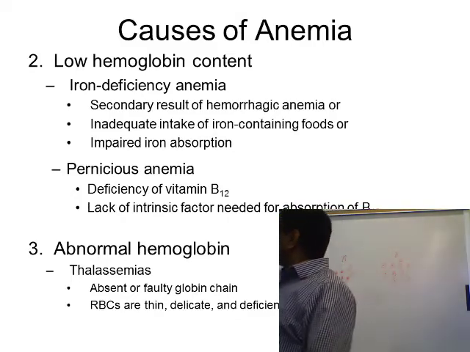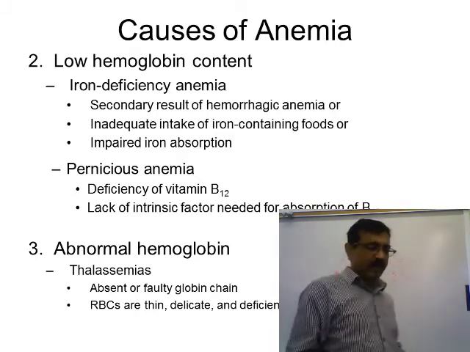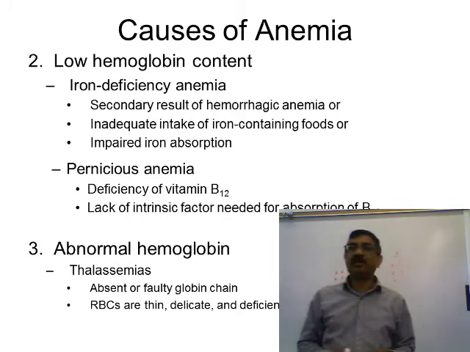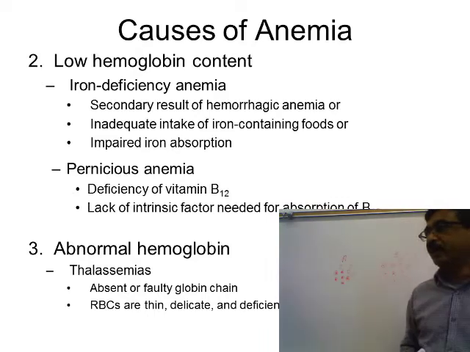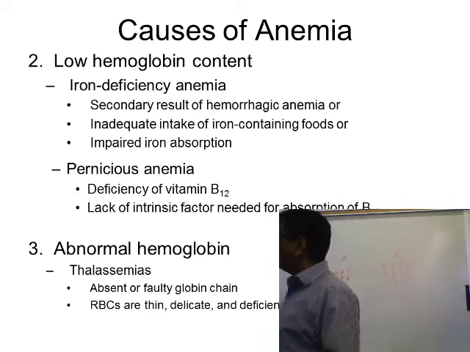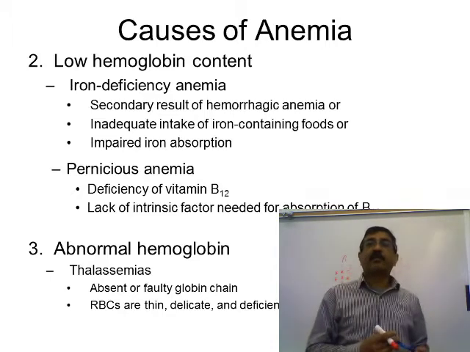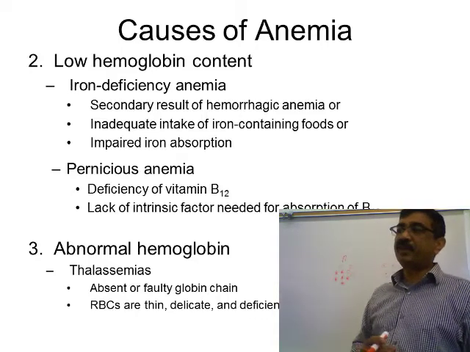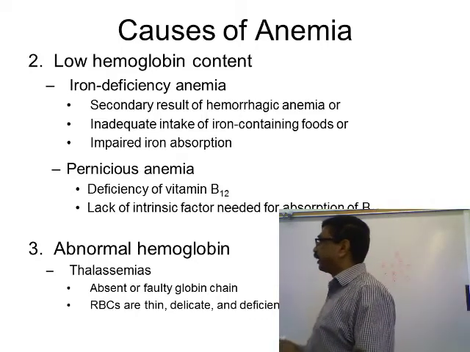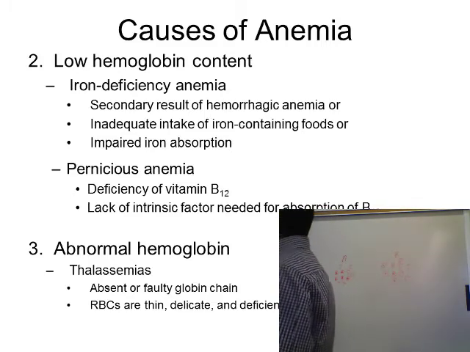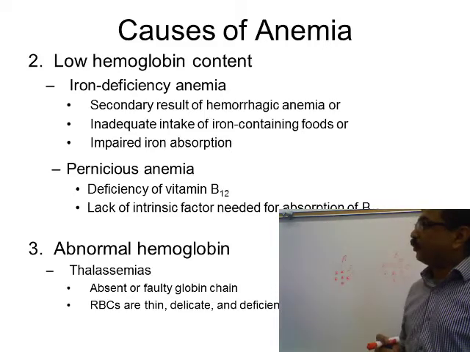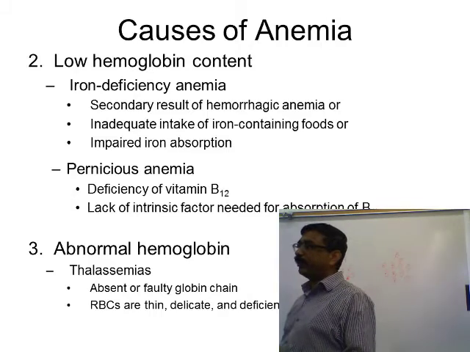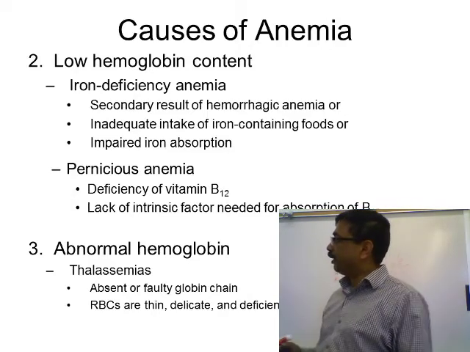Okay. Now, what can cause decreased synthesis of hemoglobin? One is iron deficiency. You know that iron is an important component of hemoglobin. So iron deficiency can cause low hemoglobin content anemia. Another is vitamin B12. Vitamin B12 helps in the synthesis of hemoglobin, acts as a catalyst, and that anemia is called pernicious anemia. Vitamin B12 deficiency anemia is called pernicious anemia.